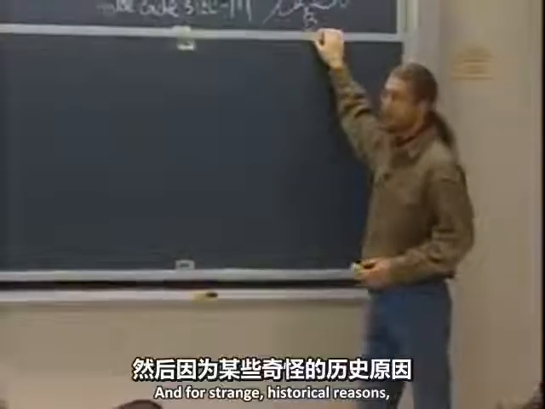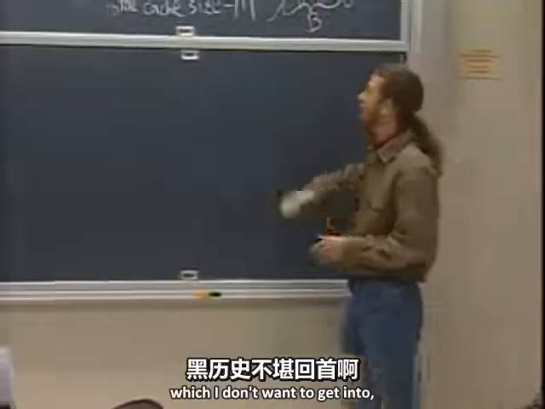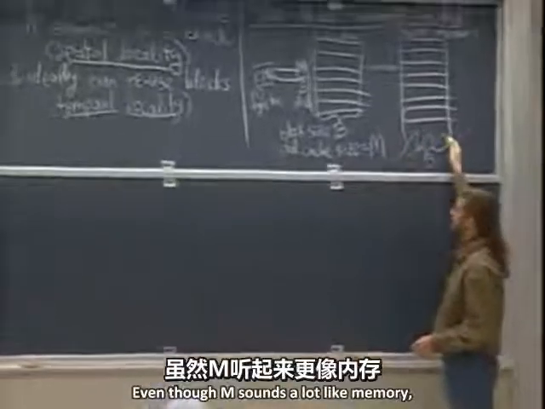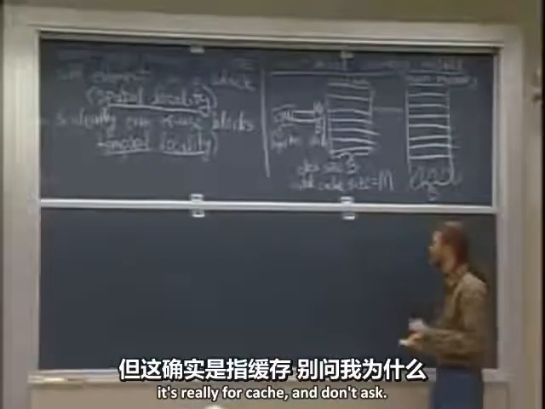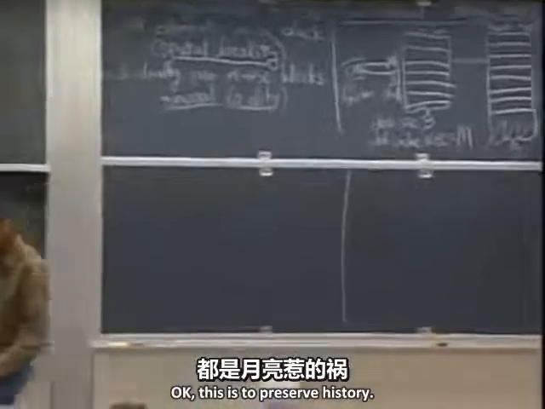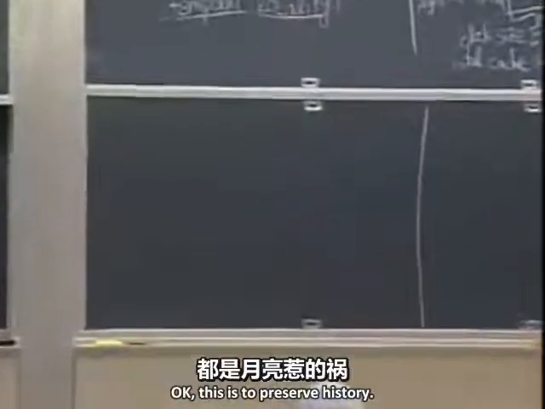And for strange historical reasons, which I don't want to get into, these things are called capital M and capital B. Even though M sounds a lot like memory, it's really for cache, and don't ask. Okay, this is to preserve history.